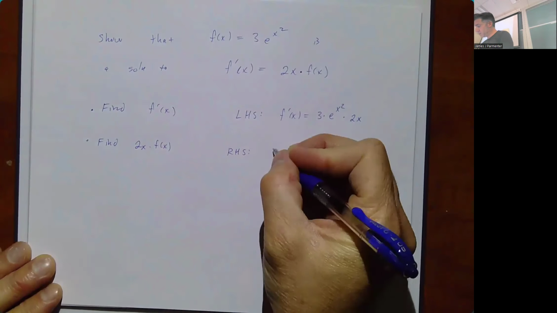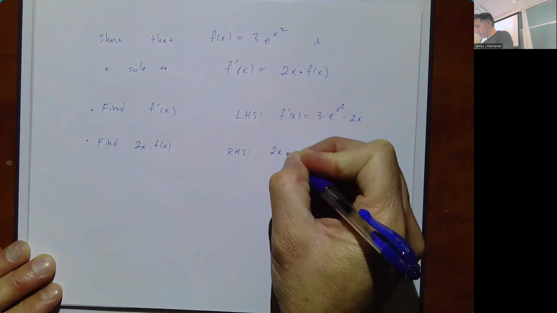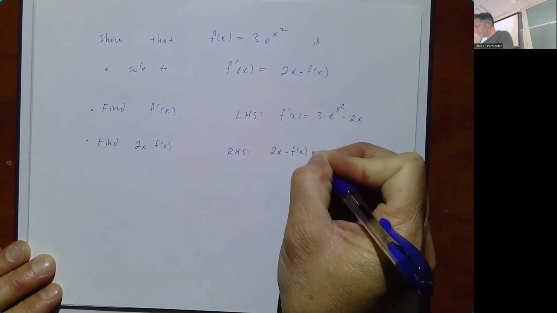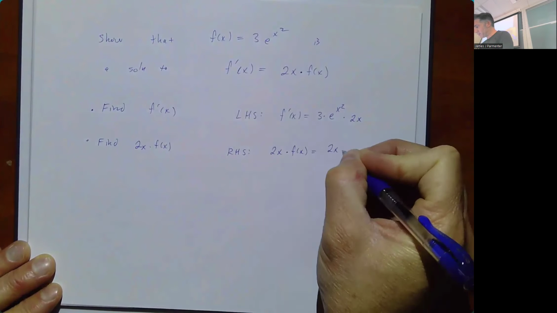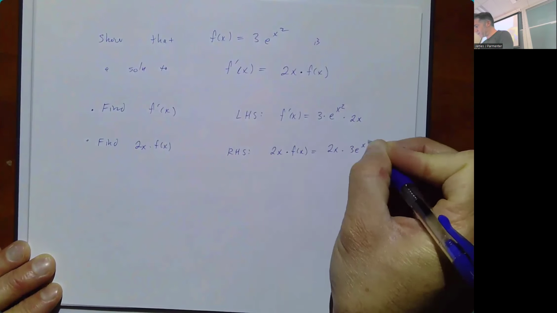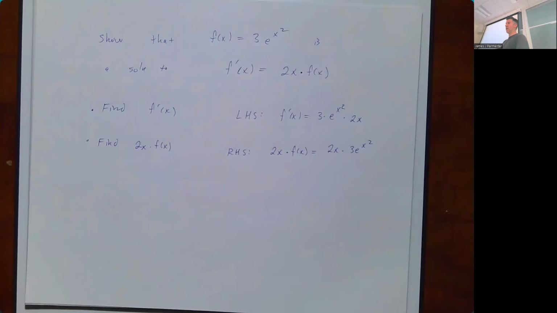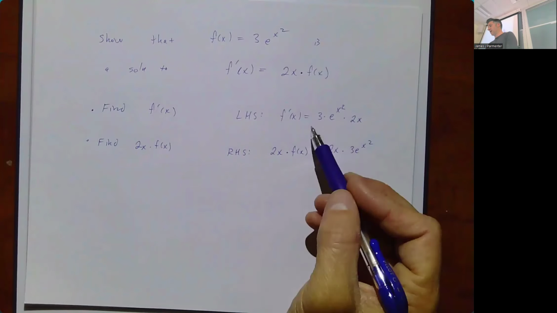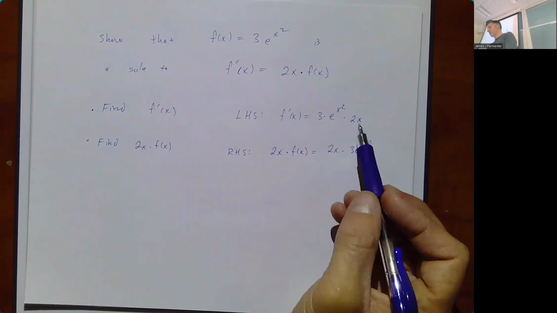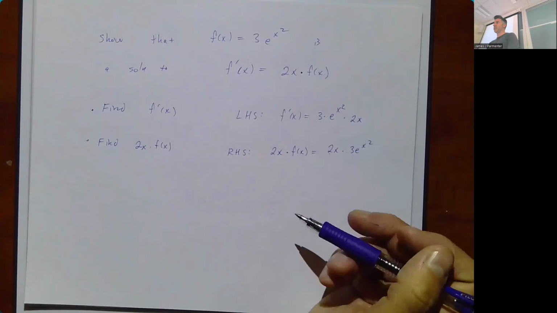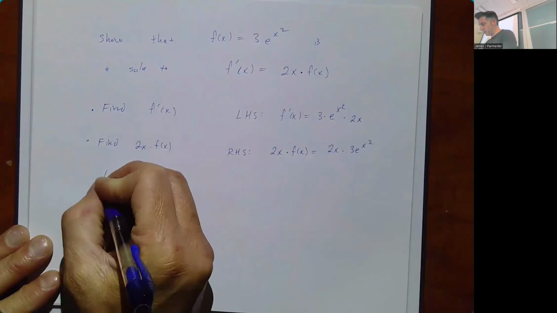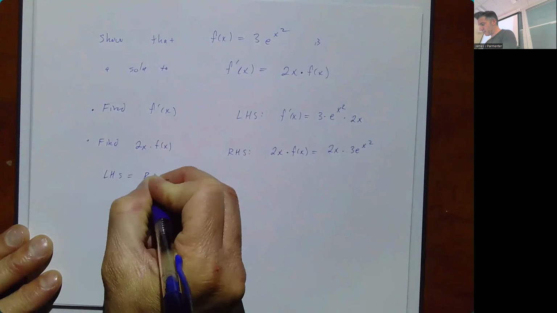The right-hand side, 2x times f of x is equal to 2x times 3e to the x squared. And do those look the same? I think they do. They're not literally written the same way, but we can tell that 3 times e to the x squared times 2x is the same as 2x times 3 times e to the x squared. So the right-hand side is equal to the left-hand side.